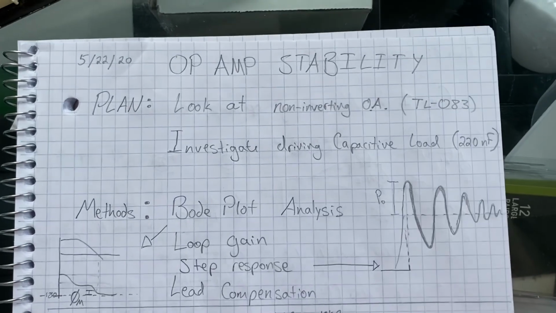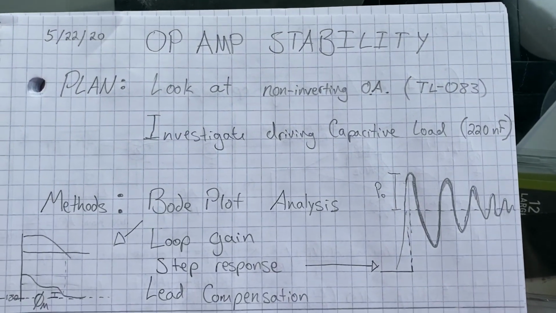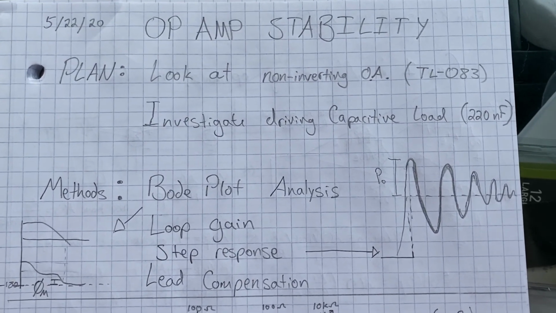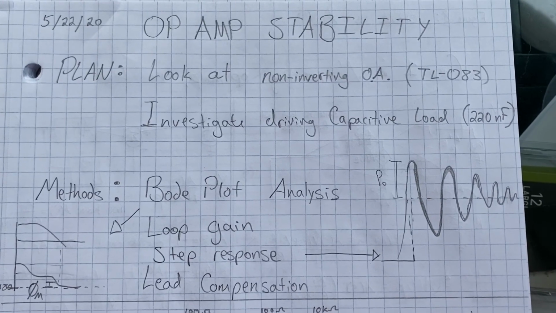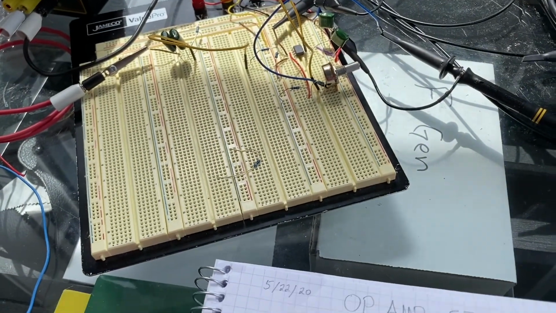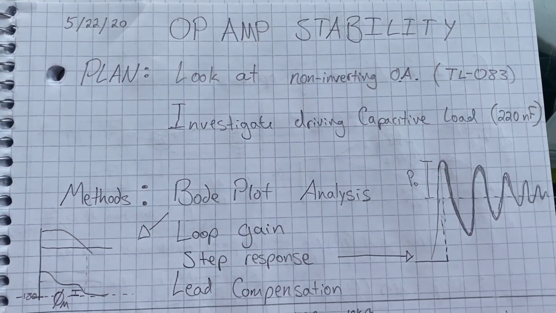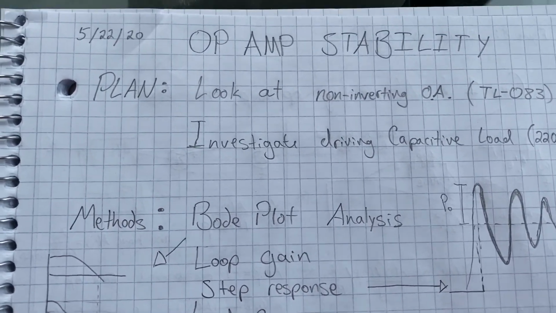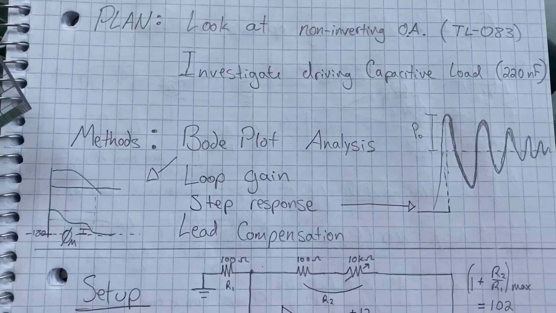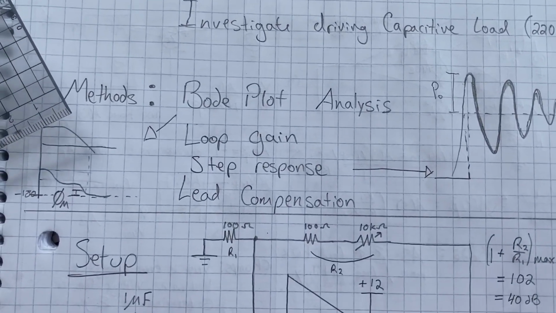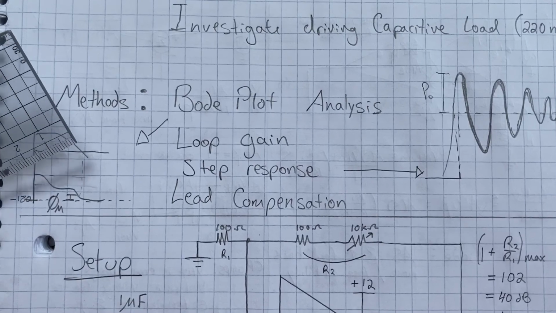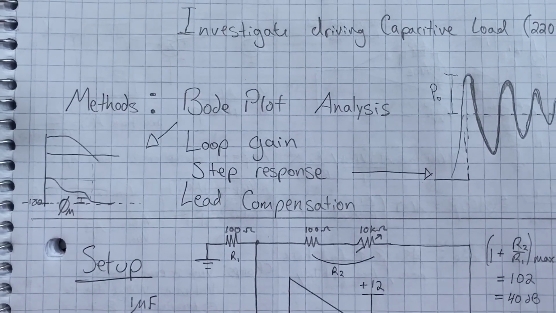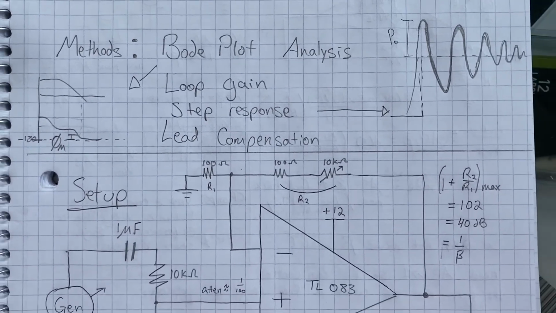This video is going to look at op-amp stability, in particular driving a capacitive load and how to prevent oscillations. So first we're going to look at the non-inverting op-amp. On the bench I have a TL083 as an example, and later we're going to investigate driving the capacitive load with it. To do that we're going to look at Bode plot analysis, loop gain, step response, and eventually try to fix our problem with lead compensation, with MATLAB along the way, checking our work.